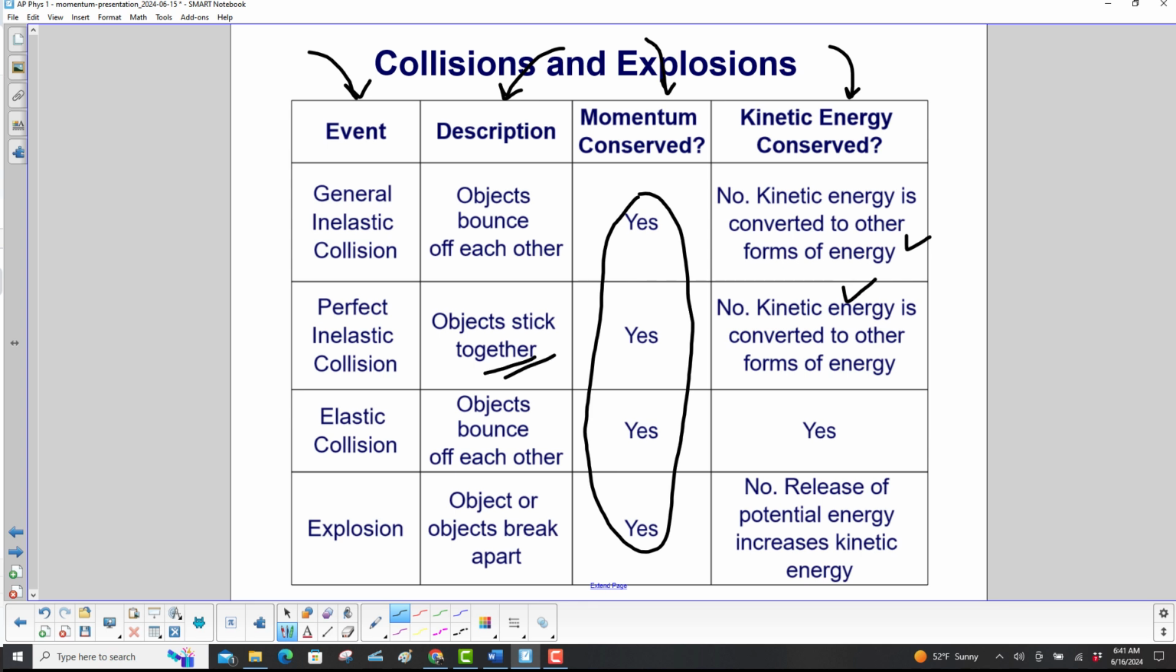Then elastic collision, objects bounce off each other, momentum is conserved, and so is kinetic energy. For an explosion, the object or objects break apart, momentum is conserved, but kinetic energy is not conserved.